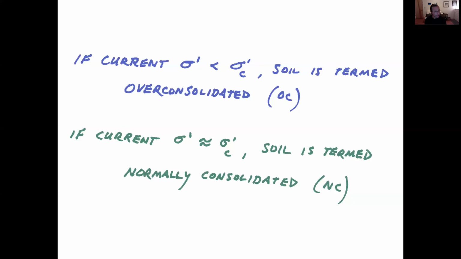If the current sigma prime is approximately equal to sigma prime C, the soil is termed normally consolidated, and typically within about 5% of that value would be sufficient to call it normally consolidated. I will not get into the situation where sigma prime exceeds sigma prime C.